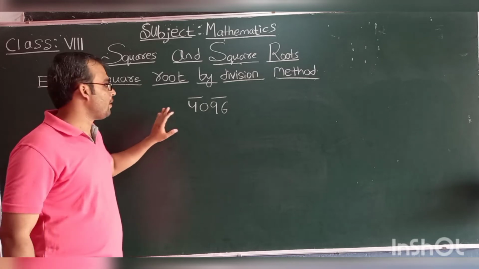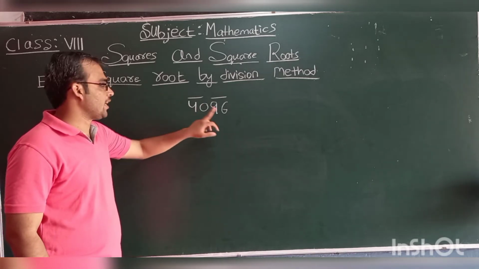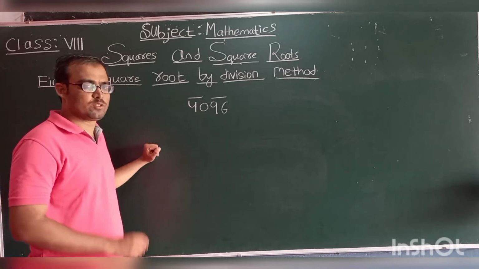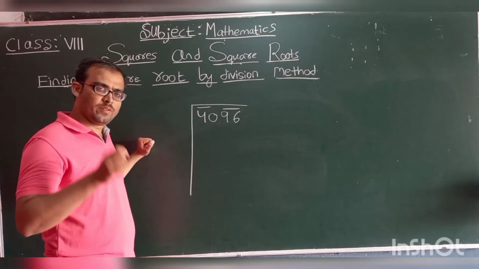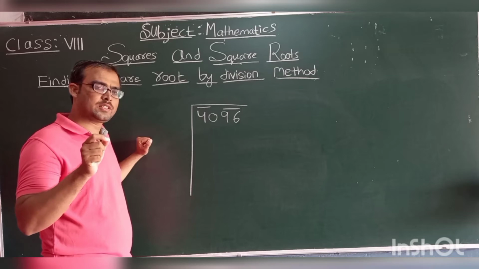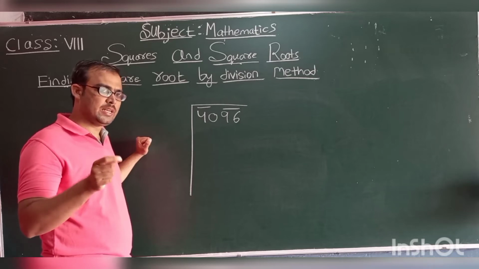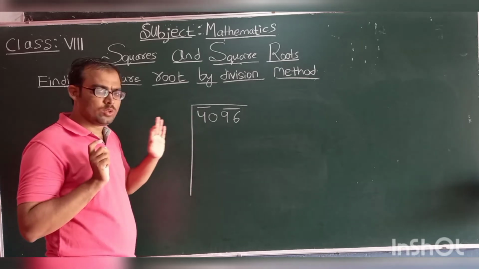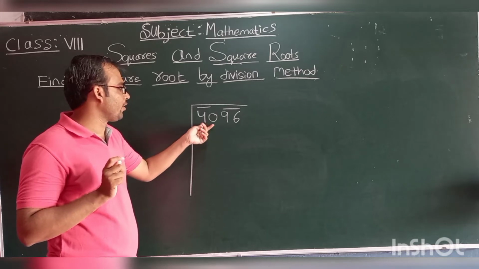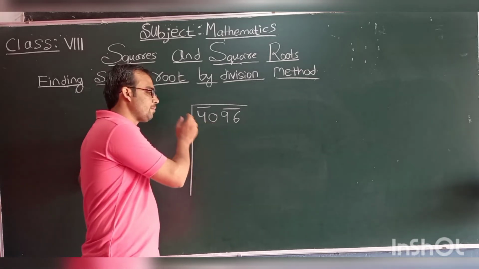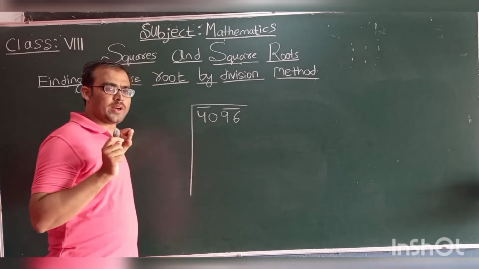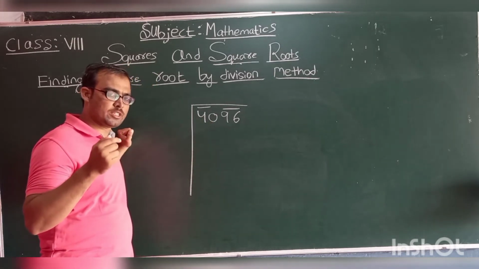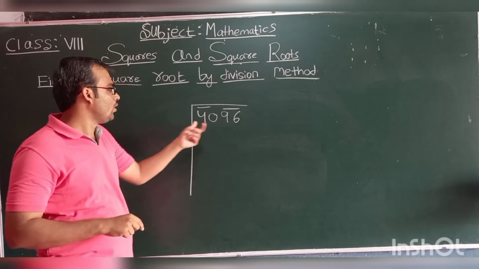Now place the bar over every pair of numbers starting from the digit at ones place. Okay, students, what is the second step? So here we need to find the largest number whose square must be less than or equal to this number, that is 40. Okay, so here first consider this part. So here the dividend will be 40.